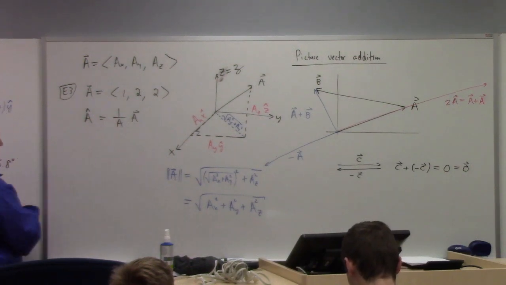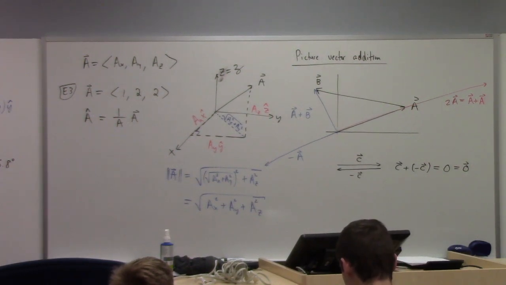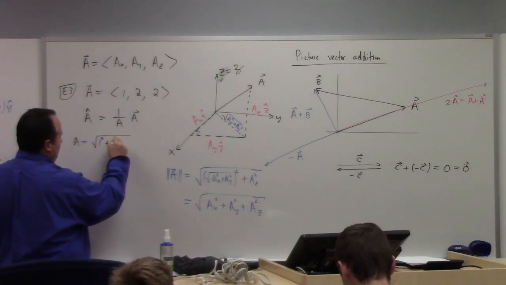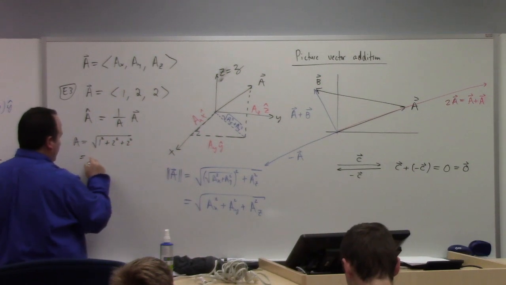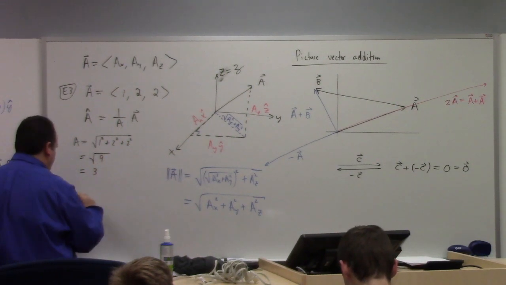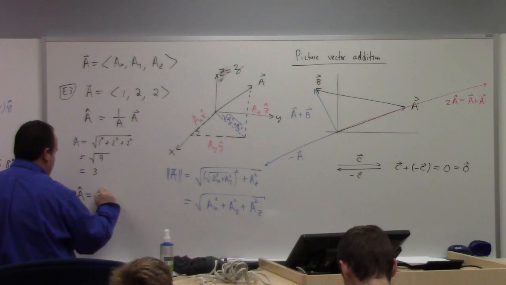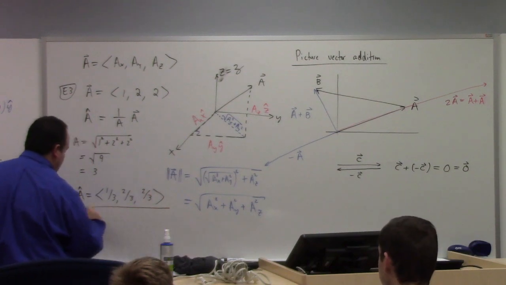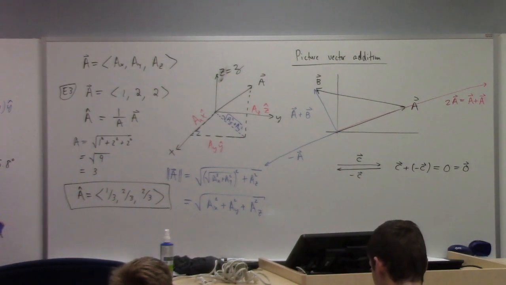So what's the unit vector for a then? What's the length of this vector, a? Yeah, it's 3. So 1 squared plus 2 squared plus 2 squared, also known as the square root of 9, which is, like you said, 3. So a hat is just 1/3, 2/3, 2/3. And you can check it out. If you take 1/3 squared plus 2/3 squared plus 2/3 squared, that gives you 1 plus 4 plus 4, which is 9 over 9, which is 1. So that, in fact, is a unit vector in the direction of 1, 2, 2.